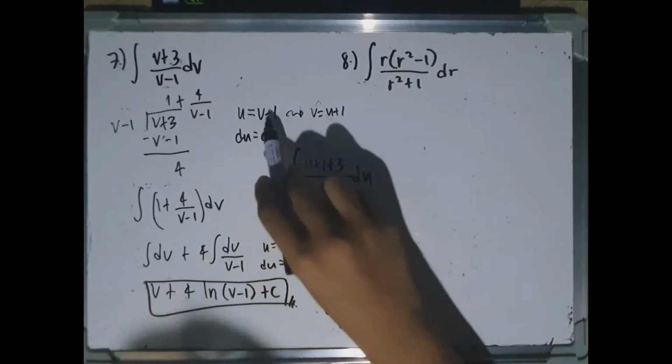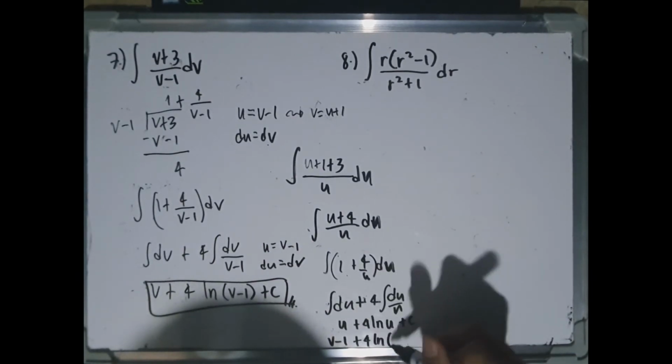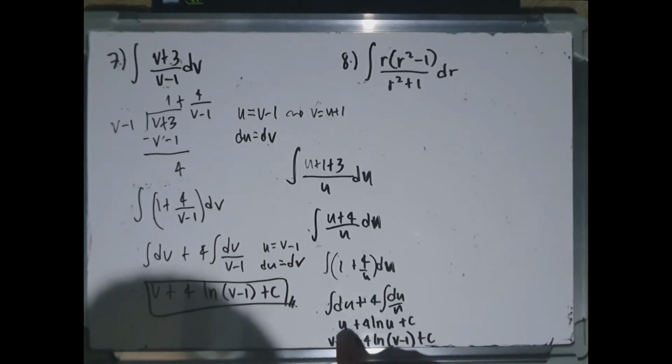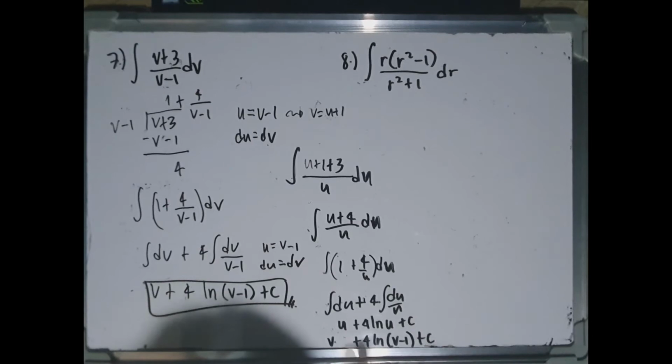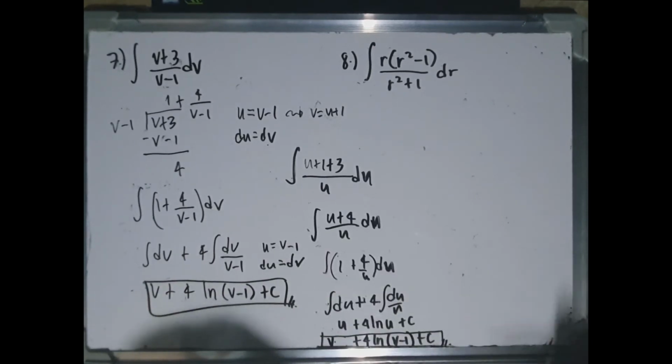Now u is originally v minus 1, plus 4 ln of v minus 1 plus c. Now if you look at this method, why is it that we have minus 1 here and in the previous one we don't have minus 1? Minus 1 is a constant added to the constant, so we could erase this one. Okay, so minus 1 plus c will still become c. So we now have v plus 4 ln of v minus 1, which is still the same answer as our previous solution.